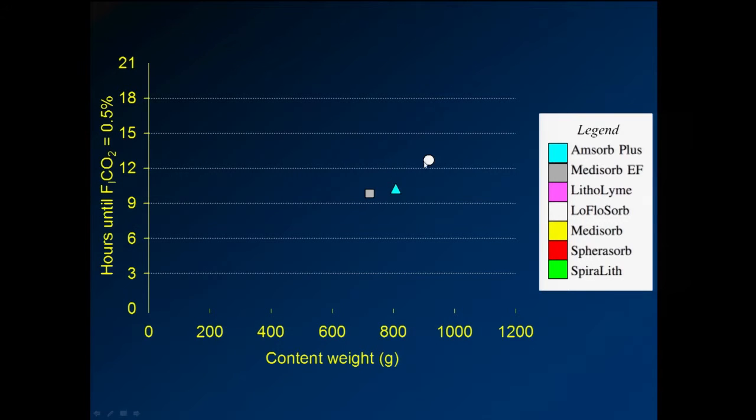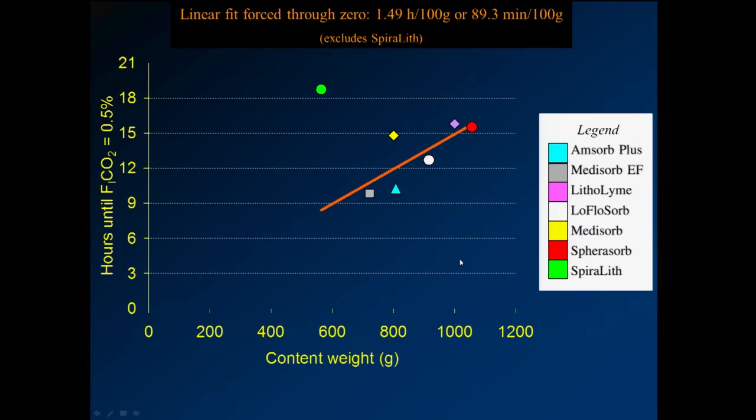This is the Amsorb Plus, and this is the low flow sorb. They do not contain any catalyst. This is the Medisorb EF. It contains a little bit of catalyst. These are the products that contain lithium chloride as a catalyst or sodium hydroxide. And if I then plot them together and do a linear fit, I end up with a line here that says that 100 grams of product lasts about 1.5 hours.